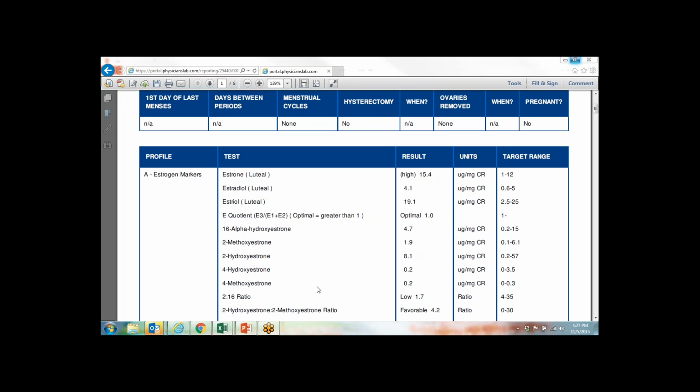estrogen metabolism. So there is phase 1 detoxification of estrogens, and really phase 1 is converting our primary estrogens, E1, E2, and E3, into either 16-alpha-hydroxyestrone, 2-hydroxyestrone, or 4-hydroxyestrone.